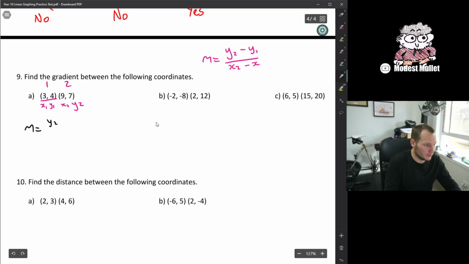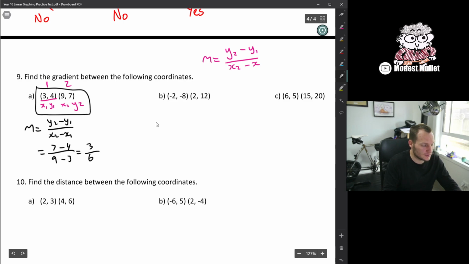M equals y2 take y1 on x2 take x1, that gives me y2 is 7, so I'm just reading using this key up here, putting them as needed, minus y1 is 4, divided by x2 is 9, take x1 is 3, that gives me 7 take away 4 is 3, 9 take away 3 is 6, that simplifies to a half. So that's my gradient between those 2 points.